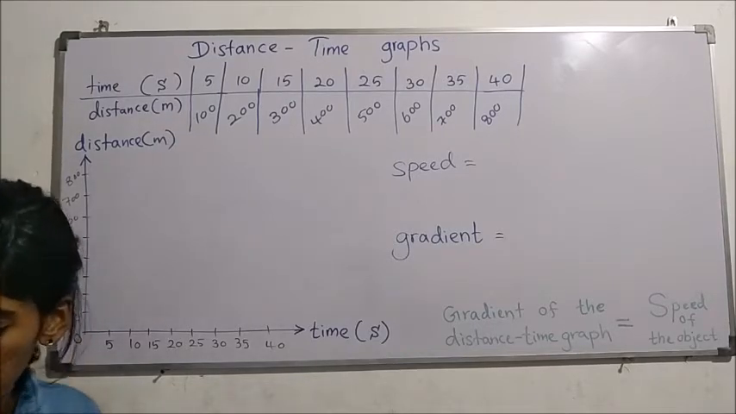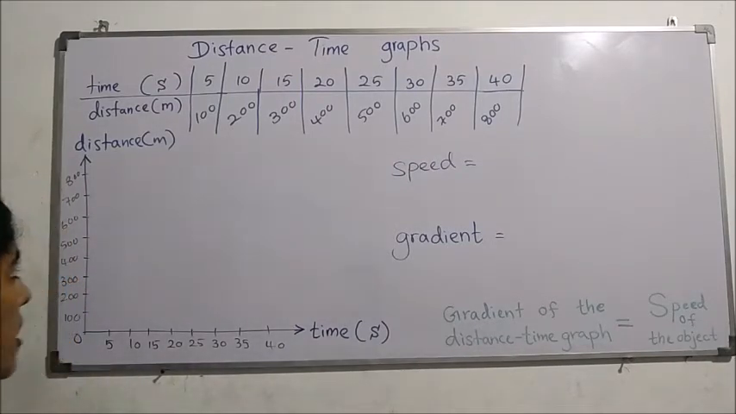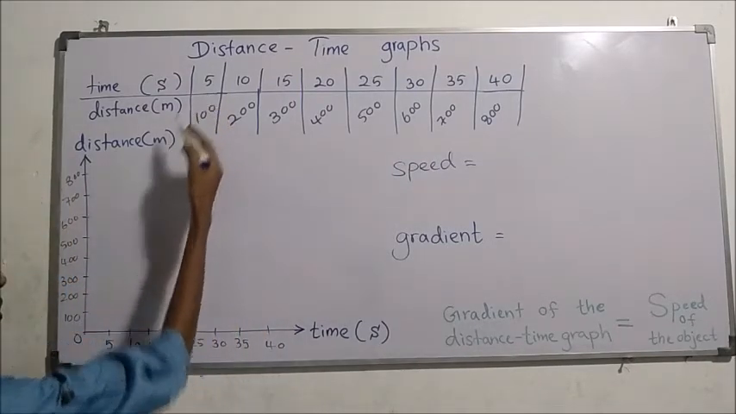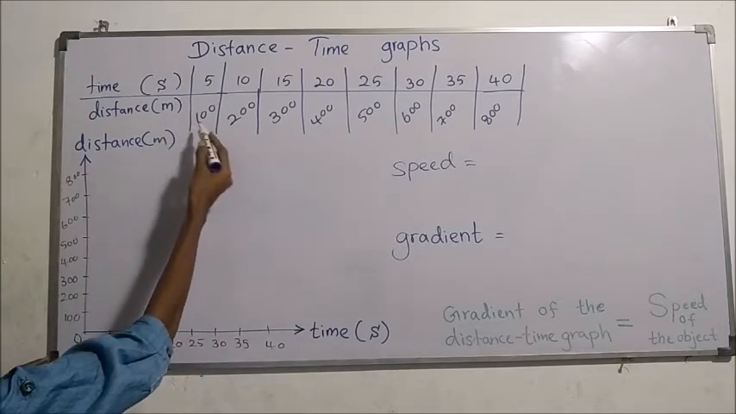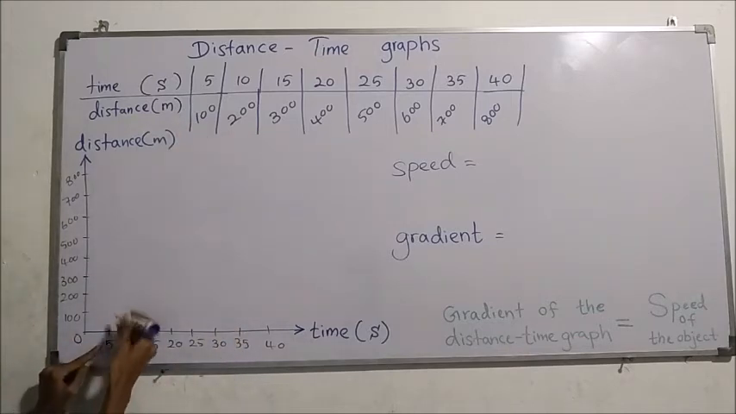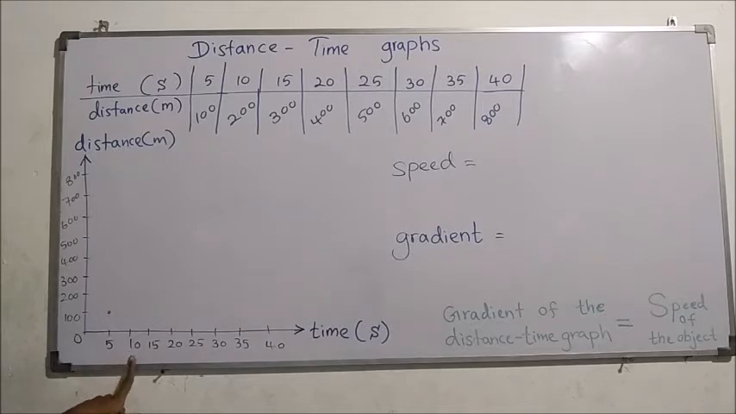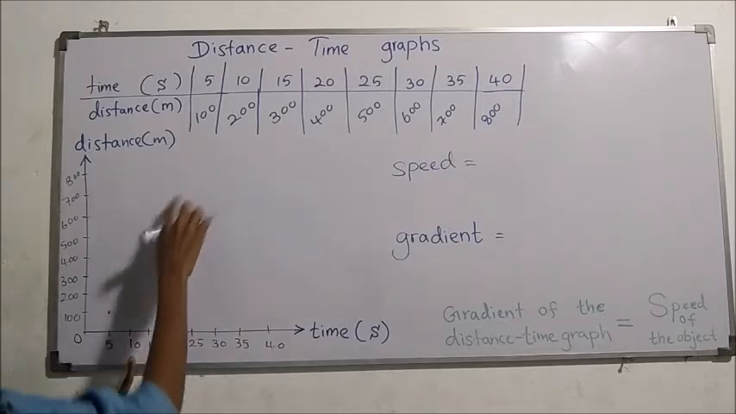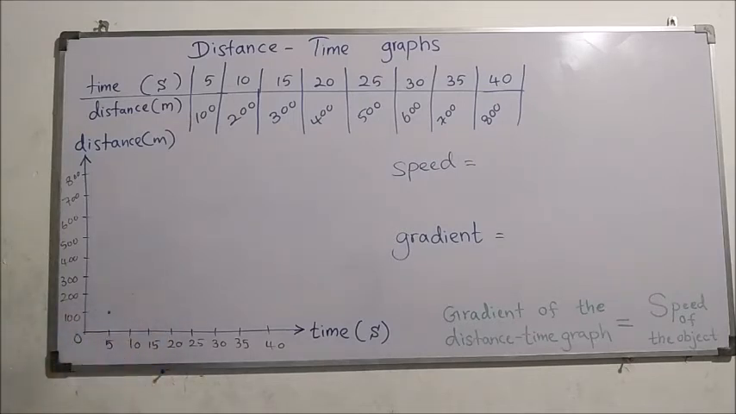Now we will mark these relevant points here. When this satellite moves, in the first 5 seconds it has moved 100 meters. So within the first 5 seconds it has moved 100 meters. This is our first point. Next, when it goes to 10 seconds, it has moved 200 meters, 10 to 200, this point.